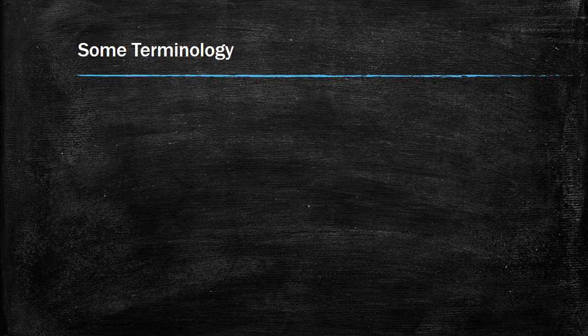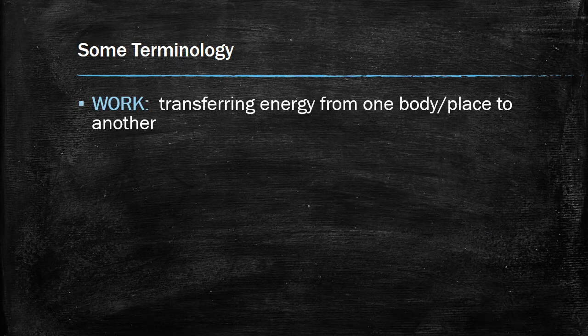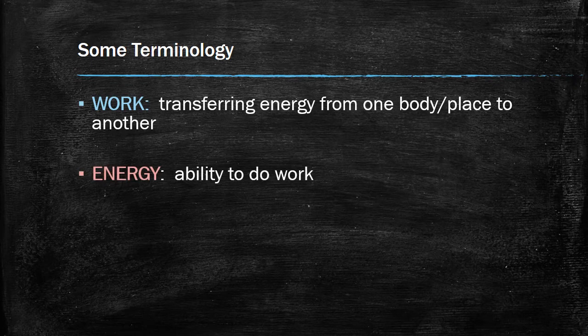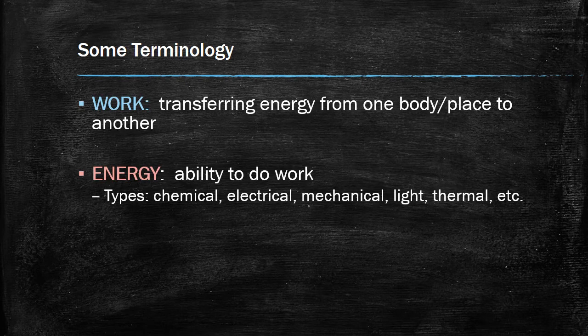So some terminology. The first term is work, and work is when you transfer energy from one body or place to another. Energy is just that ability to do work. We have different types. We have chemical energy, electrical energy, mechanical energy, light energy, thermal energy, and many other kinds. So energy is just the ability to do some type of work, and that work will depend on what type of energy we're discussing.